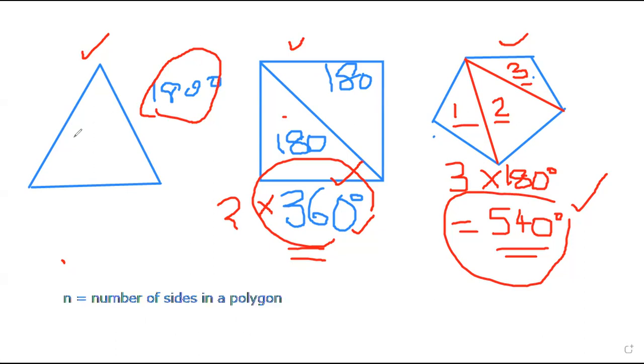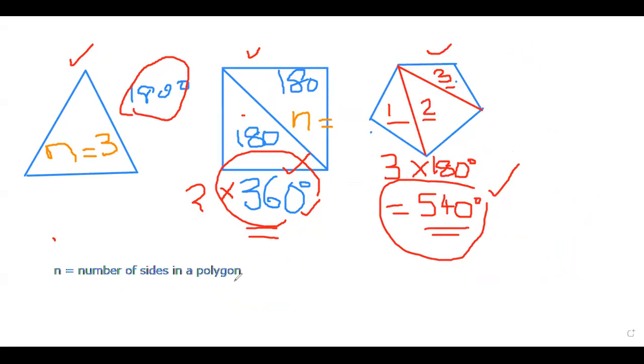So, Fatin, what is our n in the triangle? What's the n here in a triangle? 3. 3, very good. Gloria, what is the n here in the rectangle? Oh, sorry, square. What's the n here? Do you understand what I'm saying? N is the number of sides in a polygon. It's an unknown. So if this is a square, what is the number of sides?